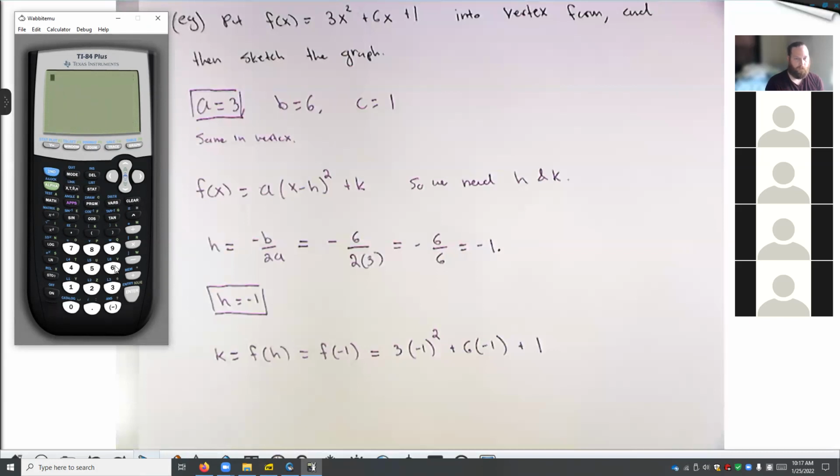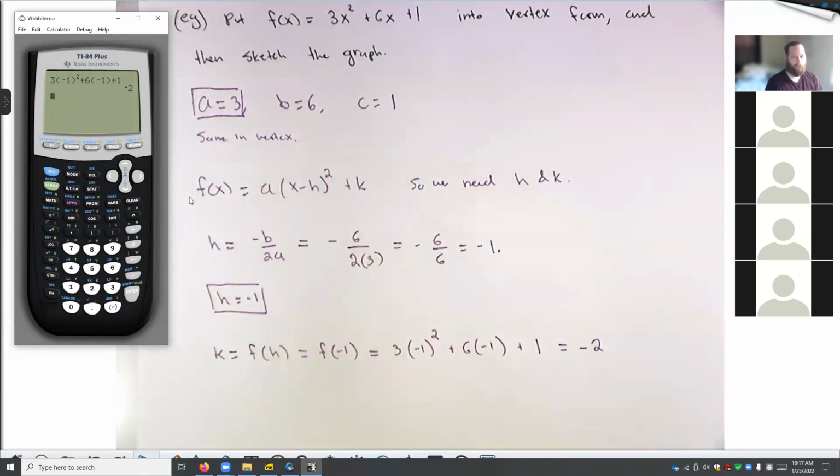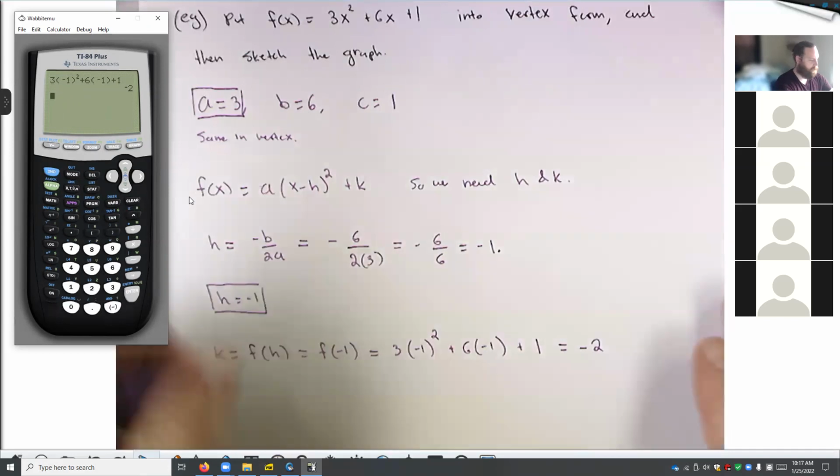This is 3 times parentheses -1, right? Remember, use this button for the negative, then close parentheses, caret squared, like that. If you're on the TI-83, you need to put the power in parentheses also. And then plus 6 times parentheses -1, and then plus 1. I get -2 out. Okay. So K is -2.